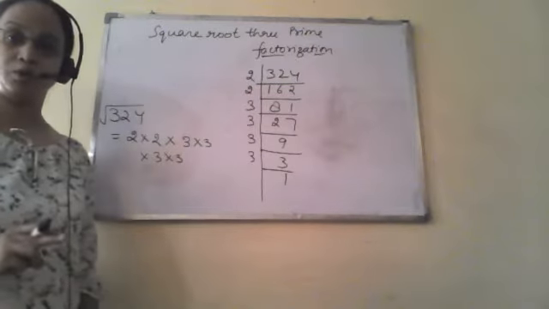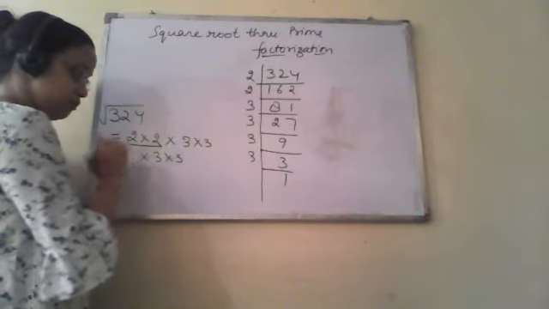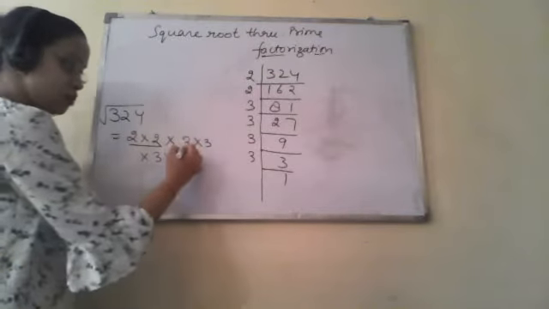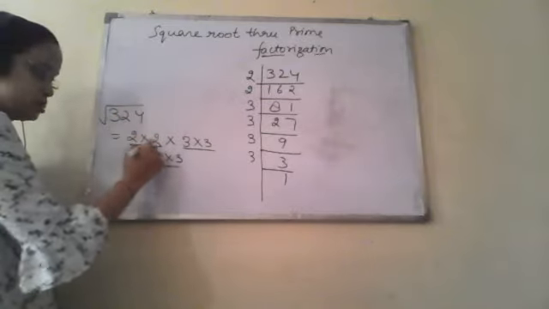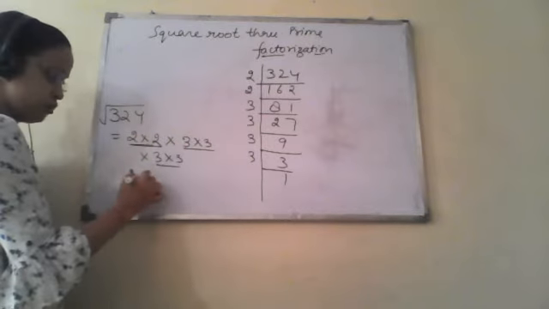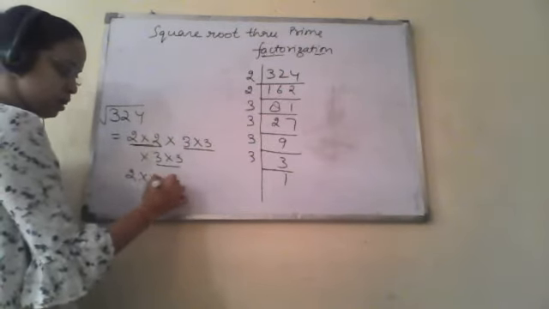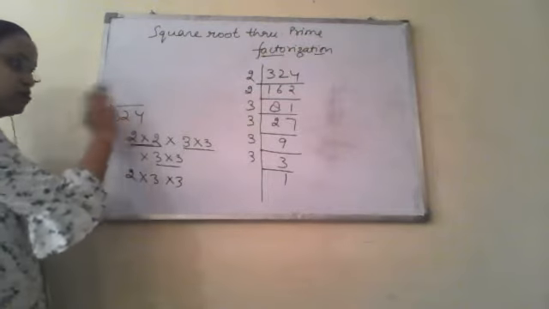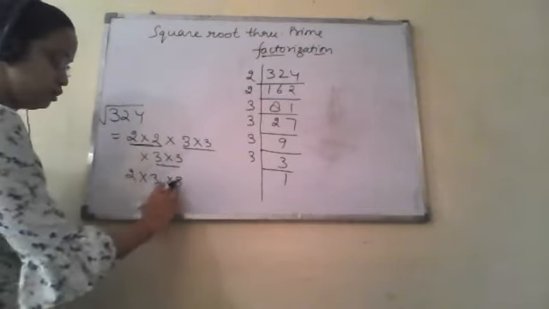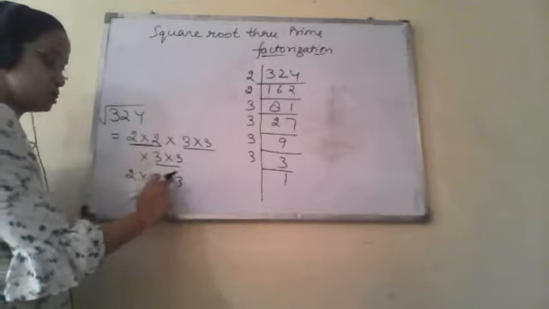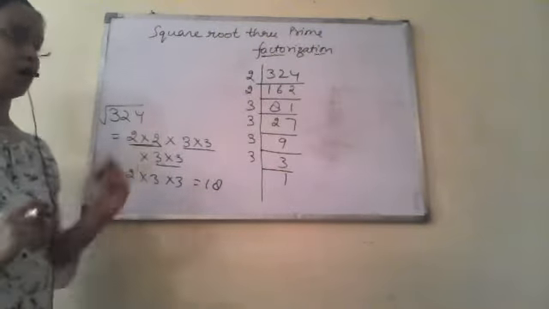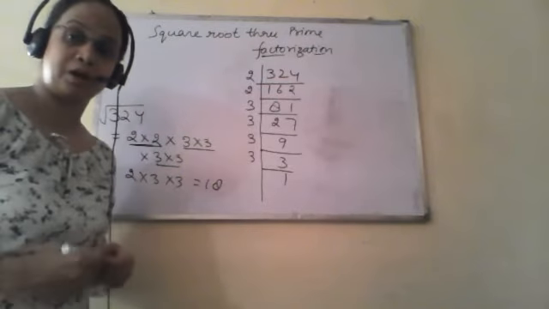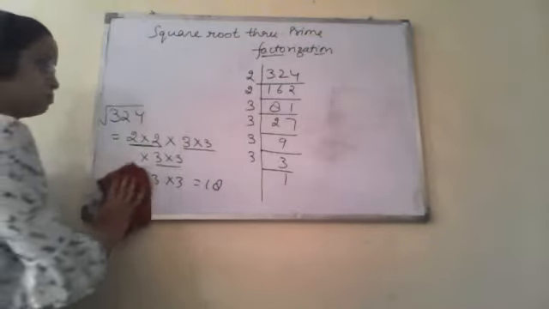So what I have told you, from each pair we will take one number out. From this pair we will take one number, and from this pair we will take one. So from this we have 2, from this we have 3, and from this again 3. So the square root of 324 will be 2 into 3 into 3, that is 2 into 3 is 6, 6 into 3 is 18. Clear? That is how to calculate the square root through prime factorization.